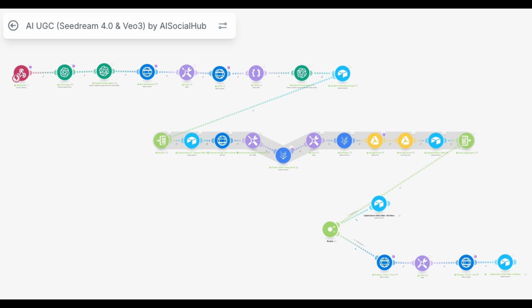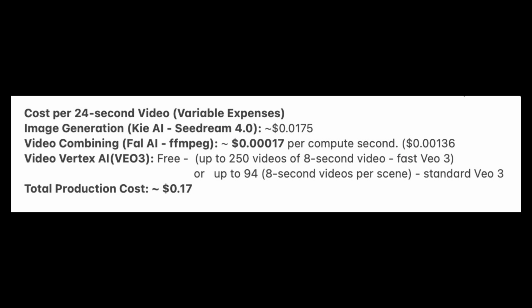There you go. That's the full automation. Now, you might be wondering about the cost. For a 24-second ad, the total comes out to less than 2 cents. Pretty affordable, right? Here's the breakdown. Each generated image and video clip has a minimal cost. Stitching everything together into a final ad still keeps the price under 2 cents total.